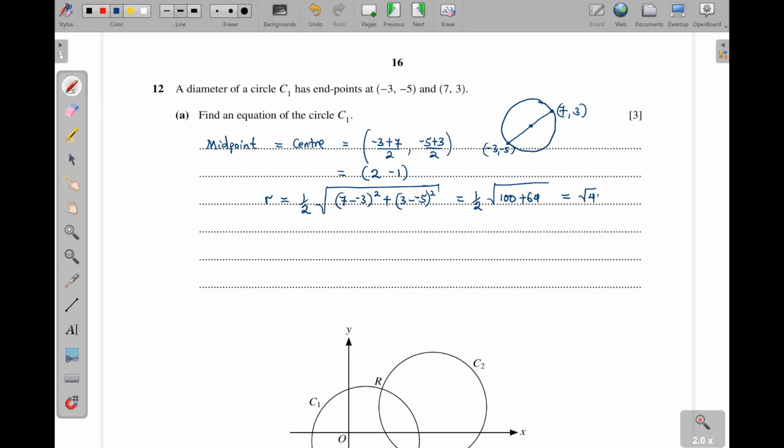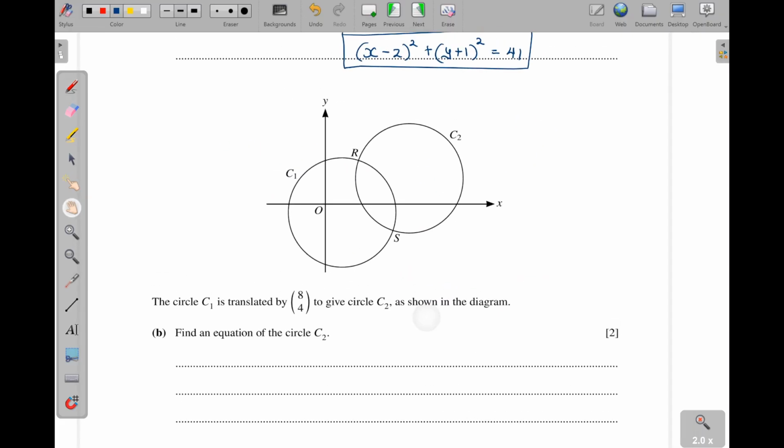So root of 41. Now using the general equation of the circle, which is x minus a bracket squared, plus y minus b bracket squared, which is equal to r squared. The equation of this circle is going to be x minus the center. We are seeing a 2 here. And then when you say y minus -1, that will be a plus, right? So we shall have plus y, then plus 1 bracket squared. And then when you square this one, it will give you the 41. So as simple as that.